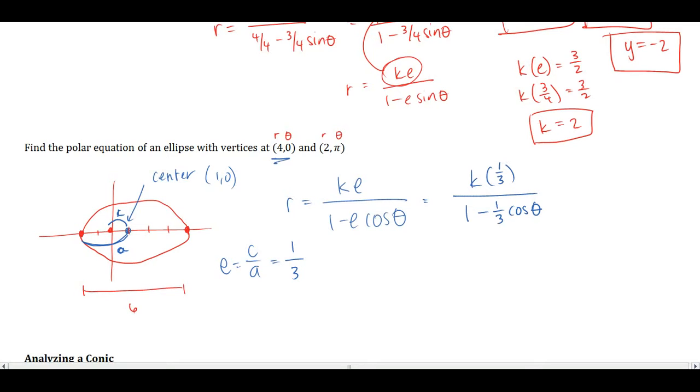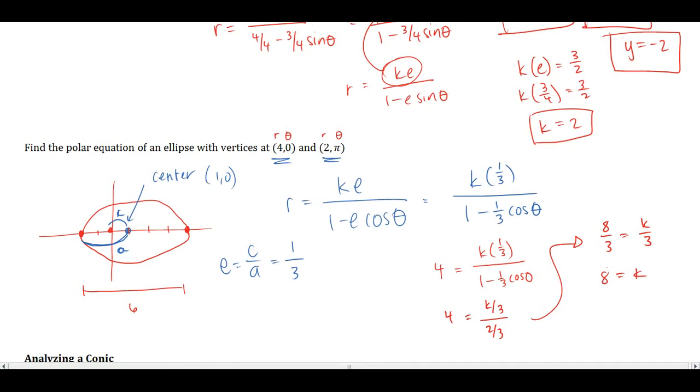Well, that's why it's so nice to be given some points. You can always plug in an x and a y, or in our case, an r and a theta. So I will plug in the r, theta. So r is 4, and when theta is 0, so I will have k times 1/3 over 1 minus 1/3 cosine of 0. And we know the cosine of 0 is 1, so therefore we have 4 equals k over 3 over 2/3. At that point you can just really ditch the thirds or multiply by 2/3 on both sides, which is probably more common. So 8/3 equals k over 3, and all of a sudden I notice that k is 8.